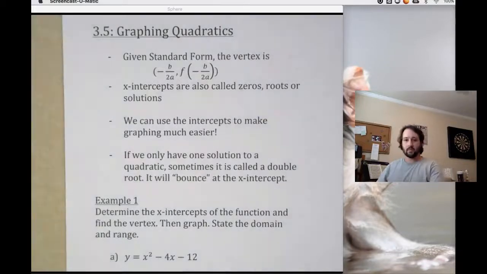In this video, we're going to be getting into more of graphing quadratics. I know we got into a little bit last time. We're going to talk even more about it this time.